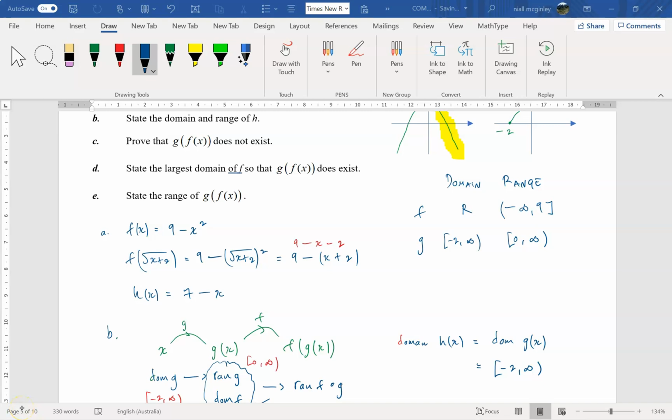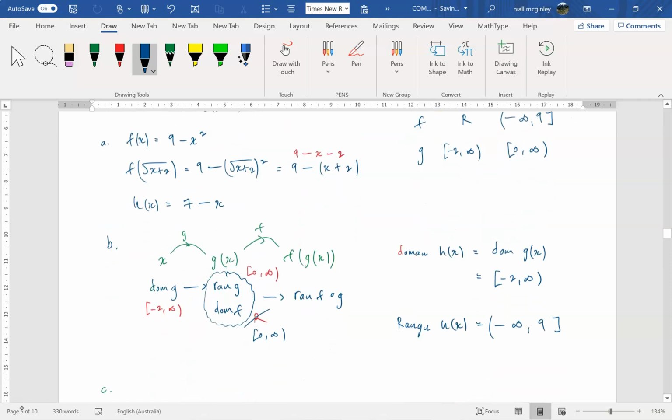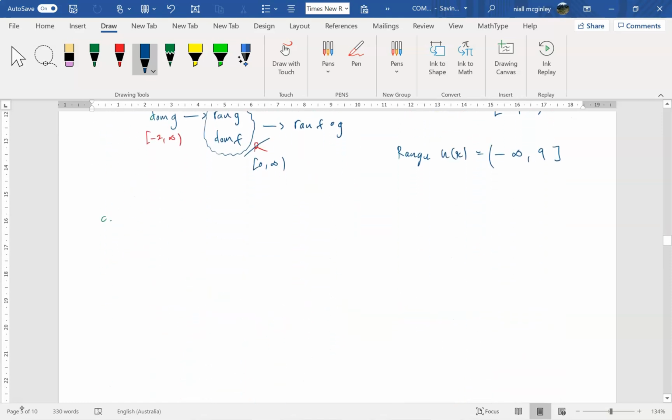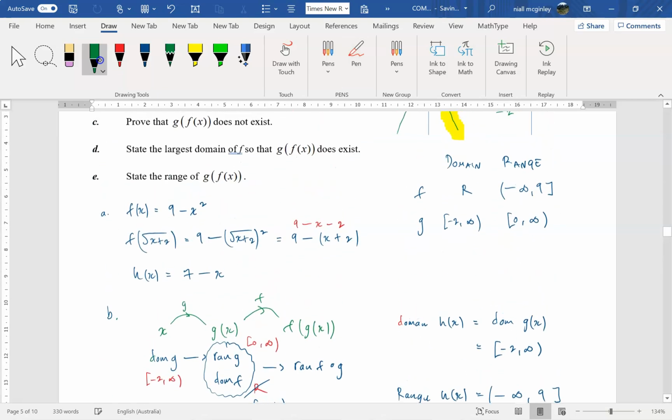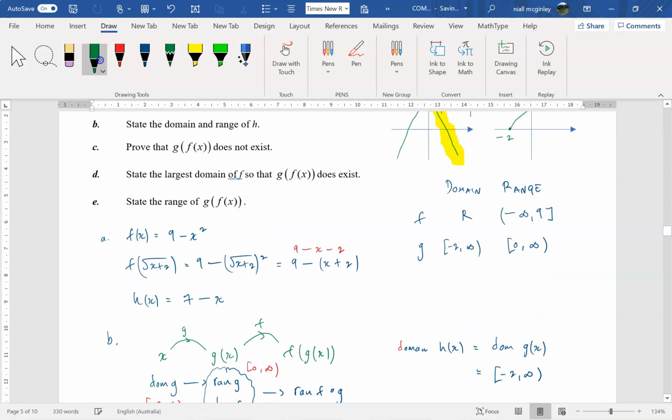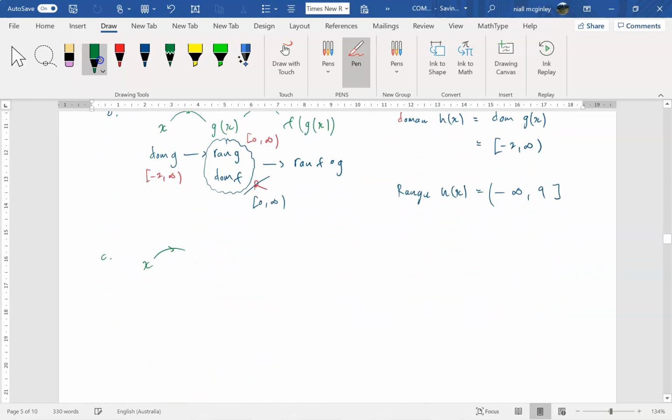So here we'll do C, D, and E together. So C, prove that g of f of x does not exist. So what I want to do is just look at what's happening here. So we want to do g of f of x. The first function that we're performing here is f of x, and then we're performing the function g on that. So it's g of f of x.